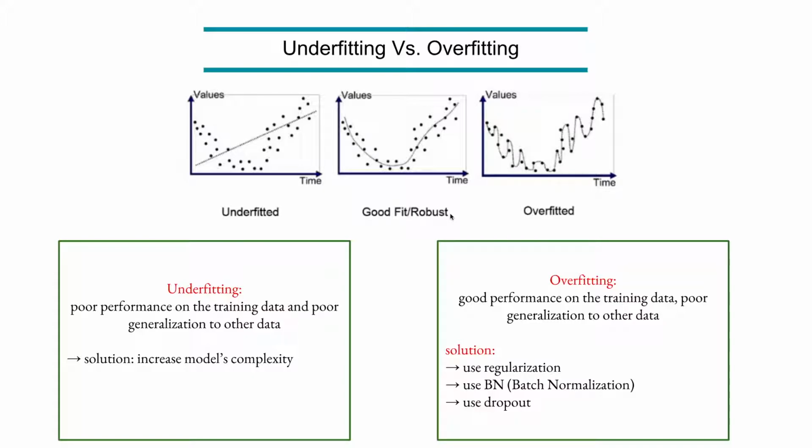This is a good fit, a kind of preferable model. And on the right, that is the overfitting. Our model tries to hit all the samples in the training data set, and that is good, it performs well on training data, but performs badly on test data, in that it cannot generalize to the other data. The solution is to use regularization, as Dimitris mentioned, or batch normalization, or use dropout to prevent the overfitting.